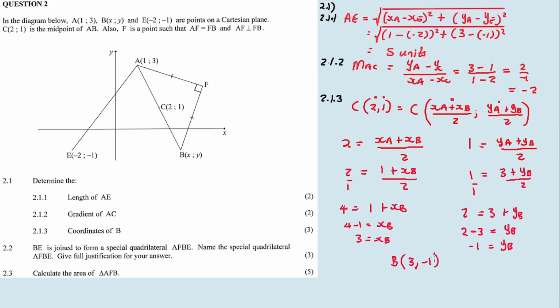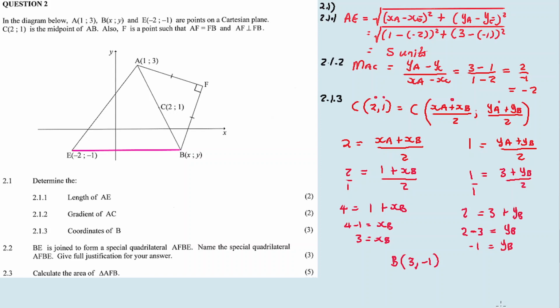This is 2.2, where AB is joined to form a special quadrilateral AFBE. Name the special quadrilateral AFBE. Give full justification for your answer. Now let's join A, E and B, right?